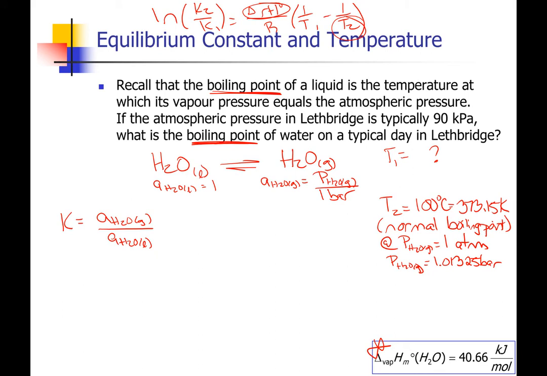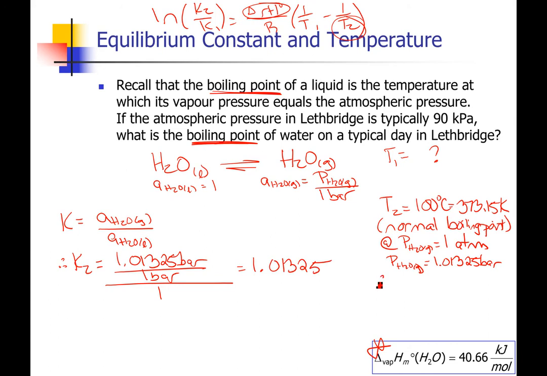And so we can say, therefore, that K2 is going to be equal to 1.01325 bars over 1 bar. All that together is the activity of the water vapor divided by 1, which is the activity of the liquid water. So K2 is going to be equal to 1.01325. Okay, this is helping.